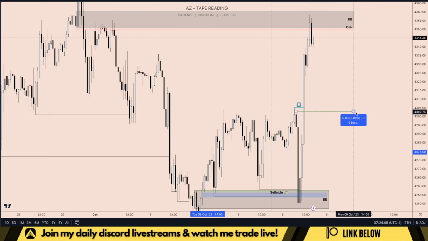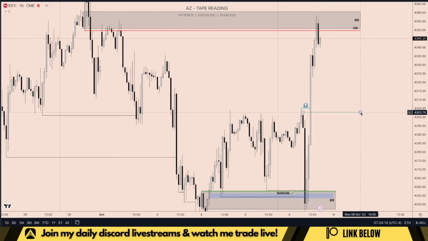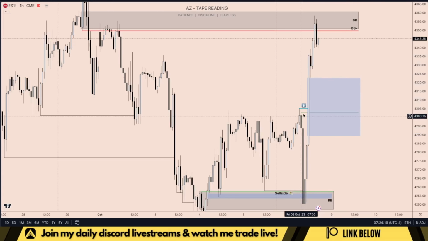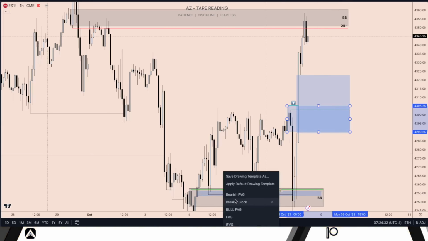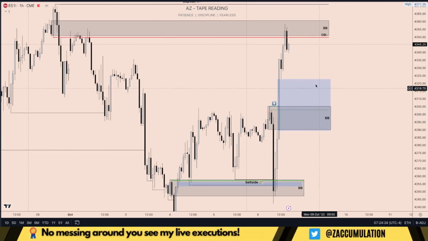And let's see what price is going to do around the 4,300 level. We have a bullish fair value gap paired with it, a big bullish fair value gap. We have our order block right here at 4,303. And we also have our breaker block. Most recent up closing candles here on an hourly time frame. This would become our breaker block. So let's see how that is going to play out next week.